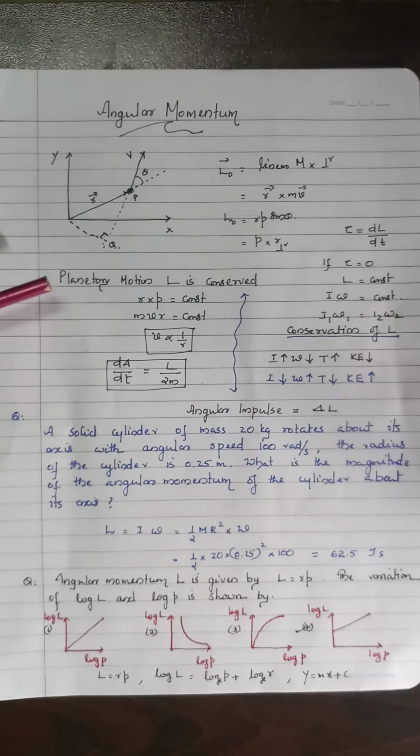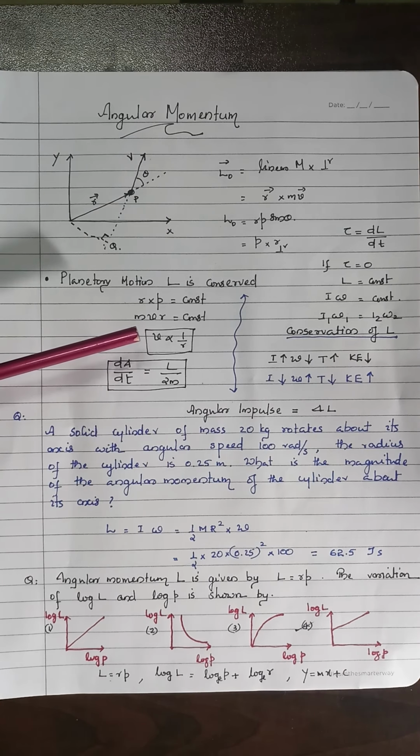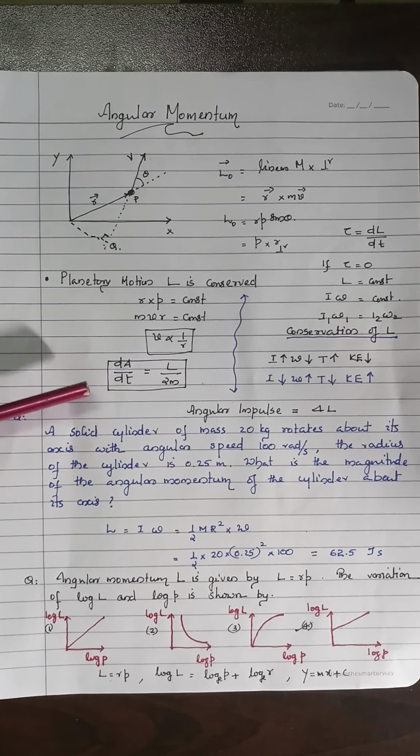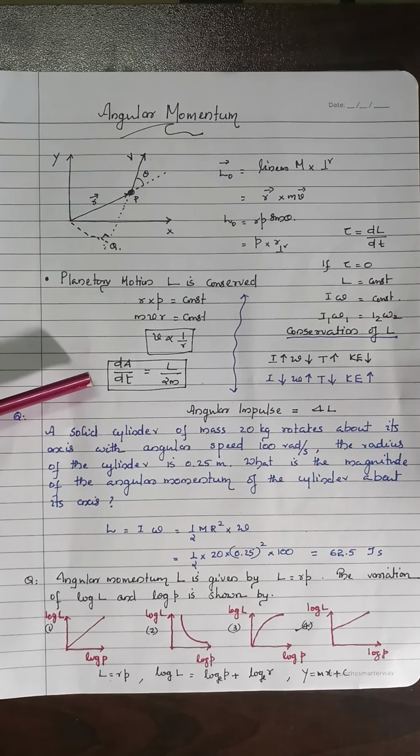And keep in mind, for planetary motion, the angular momentum is conserved. That means mvr should be a constant, so velocity is proportional to 1 by r. So in the elliptical orbit, the planet has maximum speed when it is at minimum separation from the focus. And keep in mind the areal velocity is a constant, and that is L by 2m. It is a very important concept.